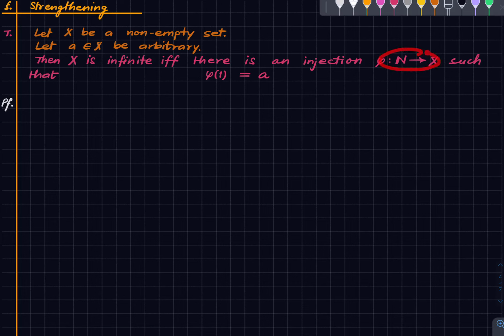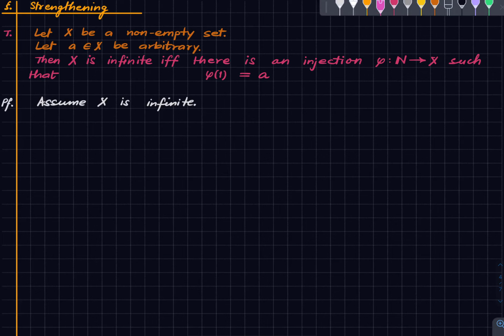If you had such an injection with this property, then in particular you have such an injection. And by what we saw, if you have an injective function from an infinite set, in particular the set of natural numbers, inside any set X, the set X is infinite. So that direction is trivial. We will start with the assumption that X is infinite and create such an injection with this property. So assume X is infinite. We will create an injection phi with the property that phi of 1 is equal to A.